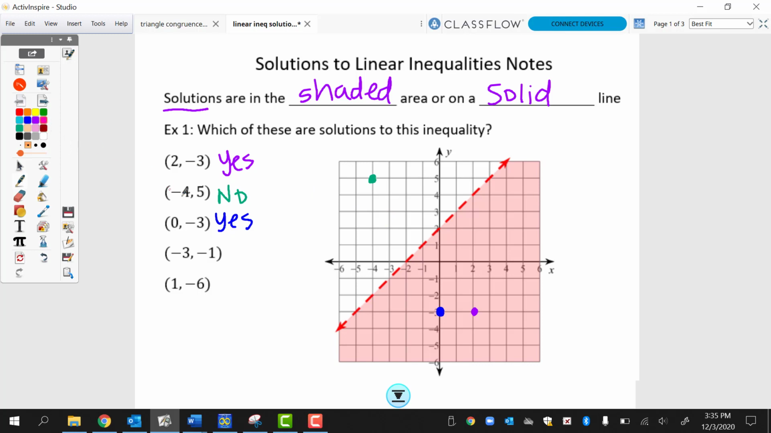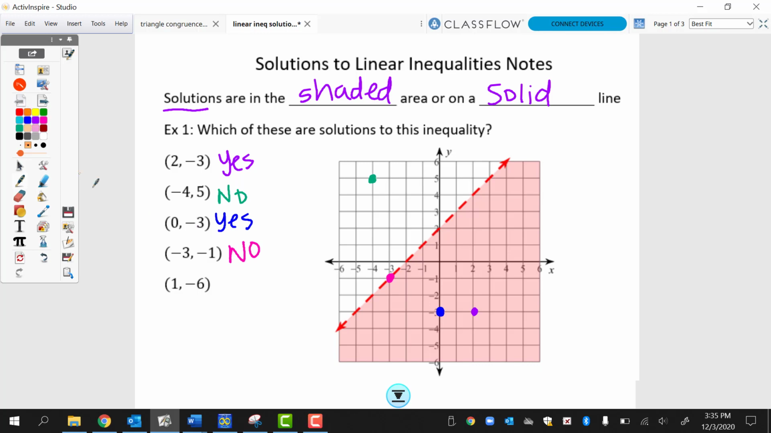New color. Negative 3 comma negative 1. So negative 3 comma negative 1 is right here. Is that in the shaded? No. Is it on a solid line? No. It's on the line, but this is a dashed line, so that does not count. So that's a no.